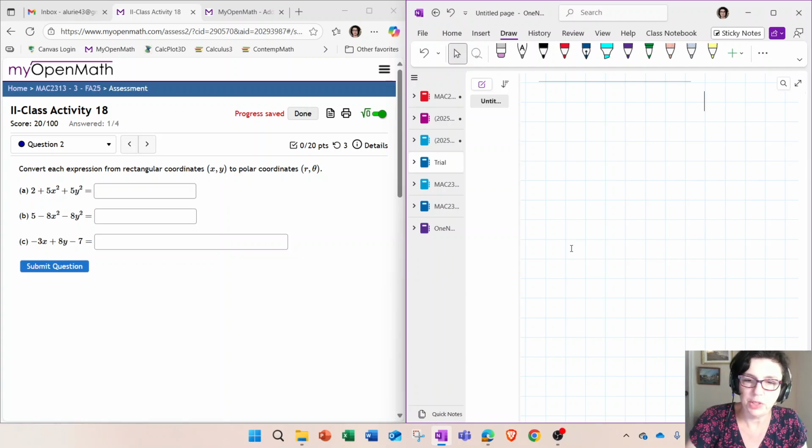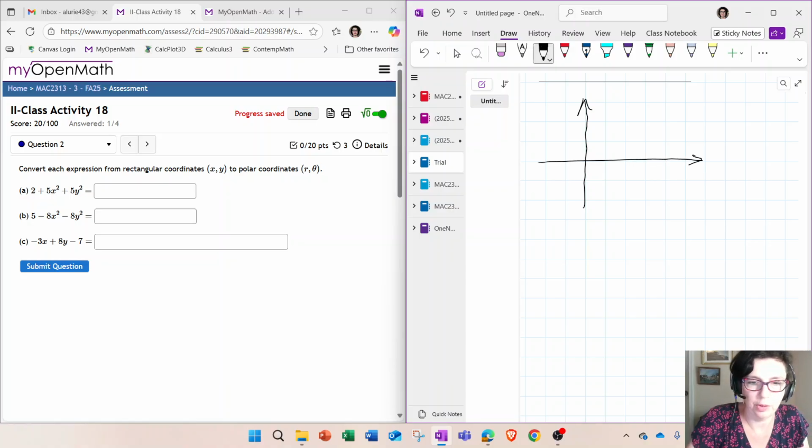Okay, guys, in this video, we are going to connect the rectangular coordinates and polar coordinates, okay? So what is the connection? All right, so let's discuss it. So first of all, let's see what happens with rectangular coordinates.